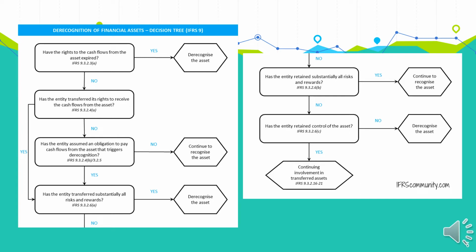But if the answer is yes, has the entity transferred substantially all risk and rewards? If yes, then they recognize the asset. But if no, has the entity retained substantially all risk and rewards? If yes, then continue to recognize the asset. But if the answer is no, then another question is, has the entity retained control of the asset? If no, then they recognize the asset. But if yes, continuing involvement in transferred assets.